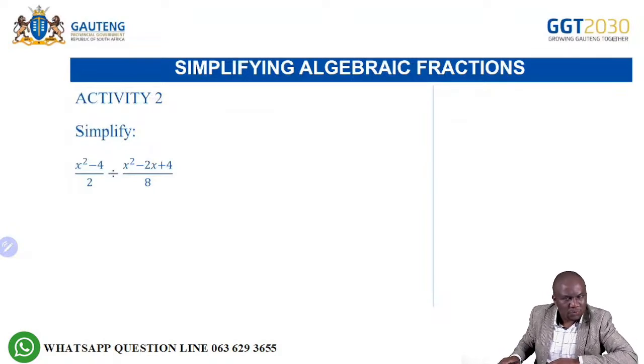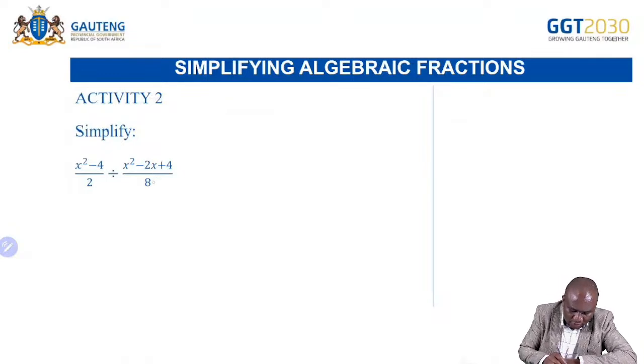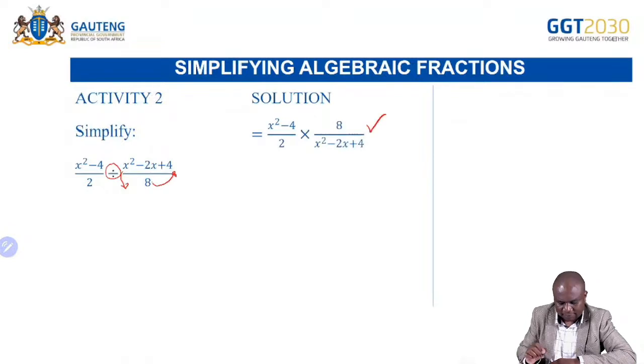But what we have here, grade 10s, is division of fractions. There's one free mark here. When you're dividing fractions, what do you do? Keep and times. That is the mark. Just do that. The 8 goes up, the x squared minus 2x plus 4 goes down, and the division changes to multiplication. And then you're getting your mark.